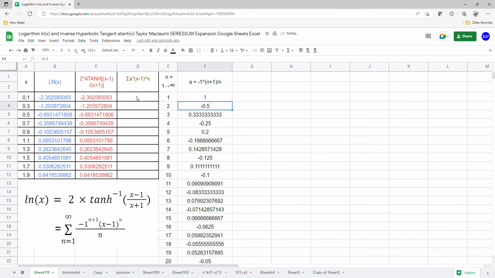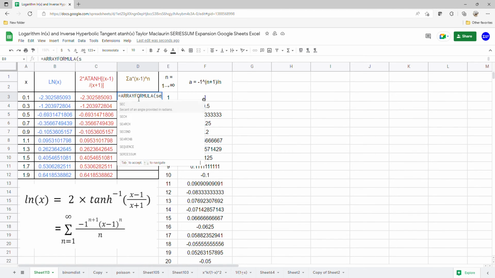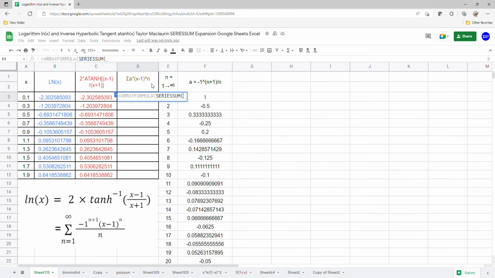Now we can generate the data set of the expansion. So array formula series sum. This is x minus 1, so x minus 1 raised to the power n, where n starts from 1, incremented by 1. And the coefficient will be this range. And we chart this.